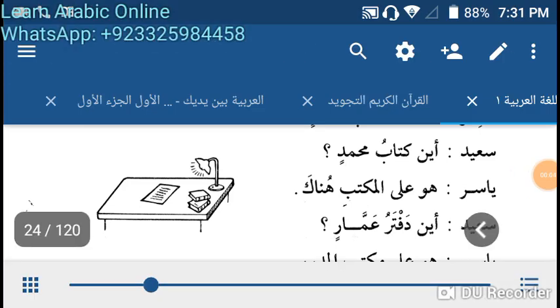Bismillah ar-Rahman ar-Rahim. Today we will study from the book Duroosul Luhatil Arabiyyah, page number 24 on PDF. Ad-Dars al-Khamis, fifth lesson. So here you will learn about possession. Possessor is called Muzaf Ilayhi and possessed is called Muzaf. So you will learn about Muzaf and Muzaf Ilayhi.